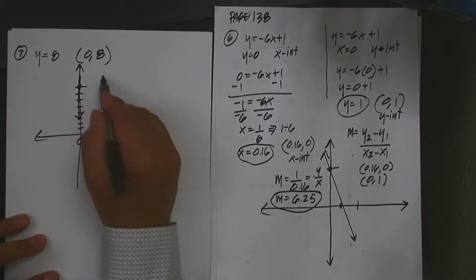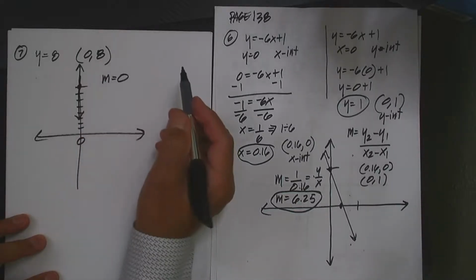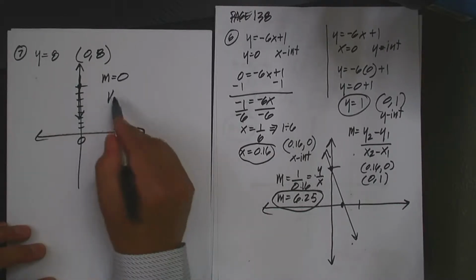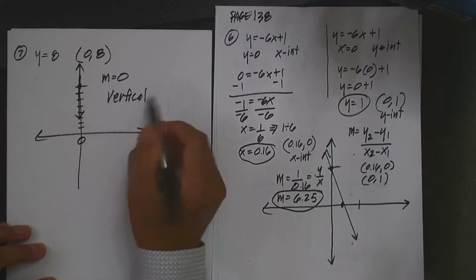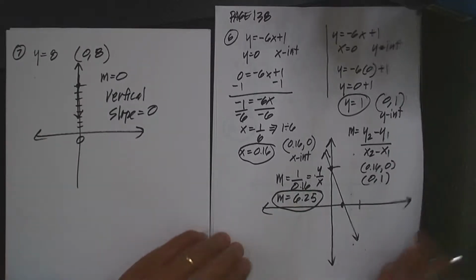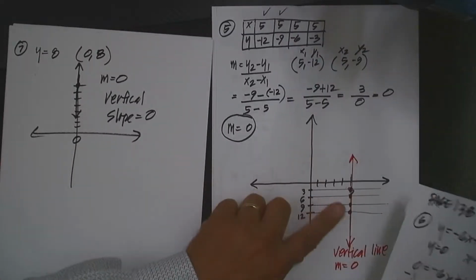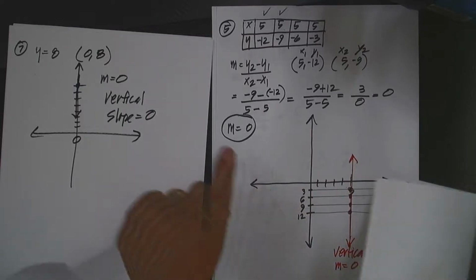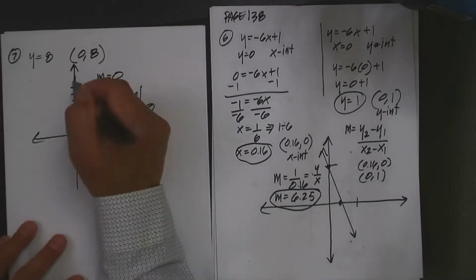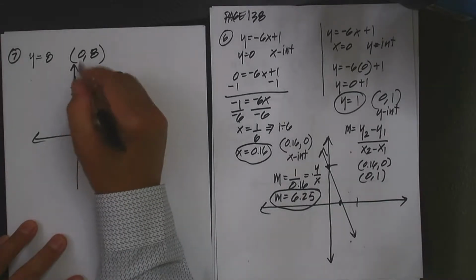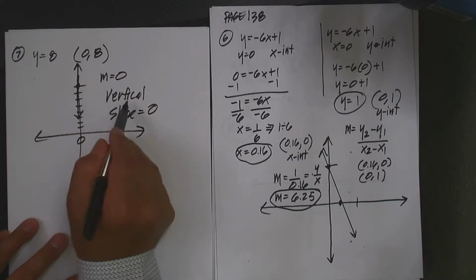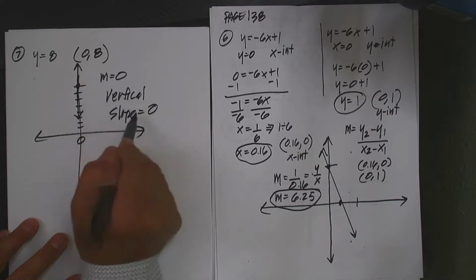So your m is equals to 0. Why? You cannot move. Remember, if it is horizontal, slope is equals to 0. That's like this one, number 5. It's the same thing as that one. It's along the y-intercept, the y-axis. When it is a y-axis, it means that's a vertical. When it's a vertical line, your slope is 0.